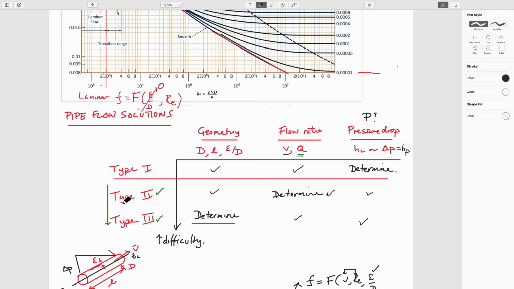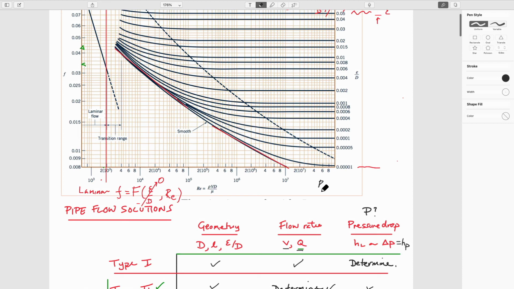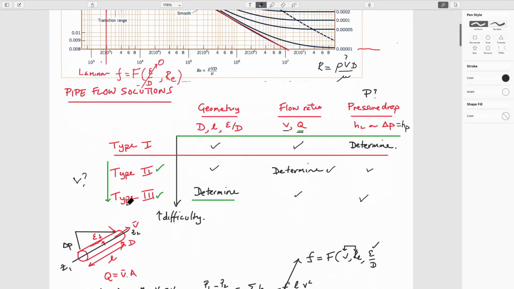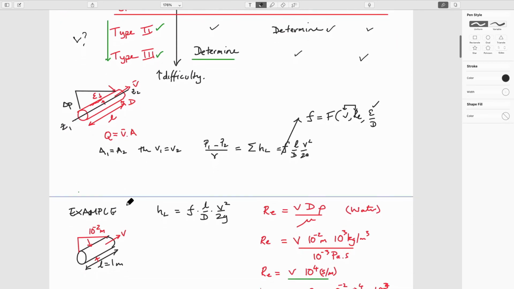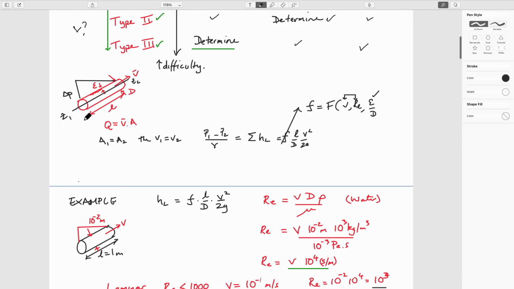And so in types 2 and 3, what you don't know is the velocity. And so if you don't know the velocity, since the friction factor is a function of the Reynolds number, which is density, velocity, diameter, and viscosity, if you don't know this, you don't know quite where you are on this chart. So that's the deal. So type 1: all we're trying to do is calculate exactly what the flow rate along a pipe is.